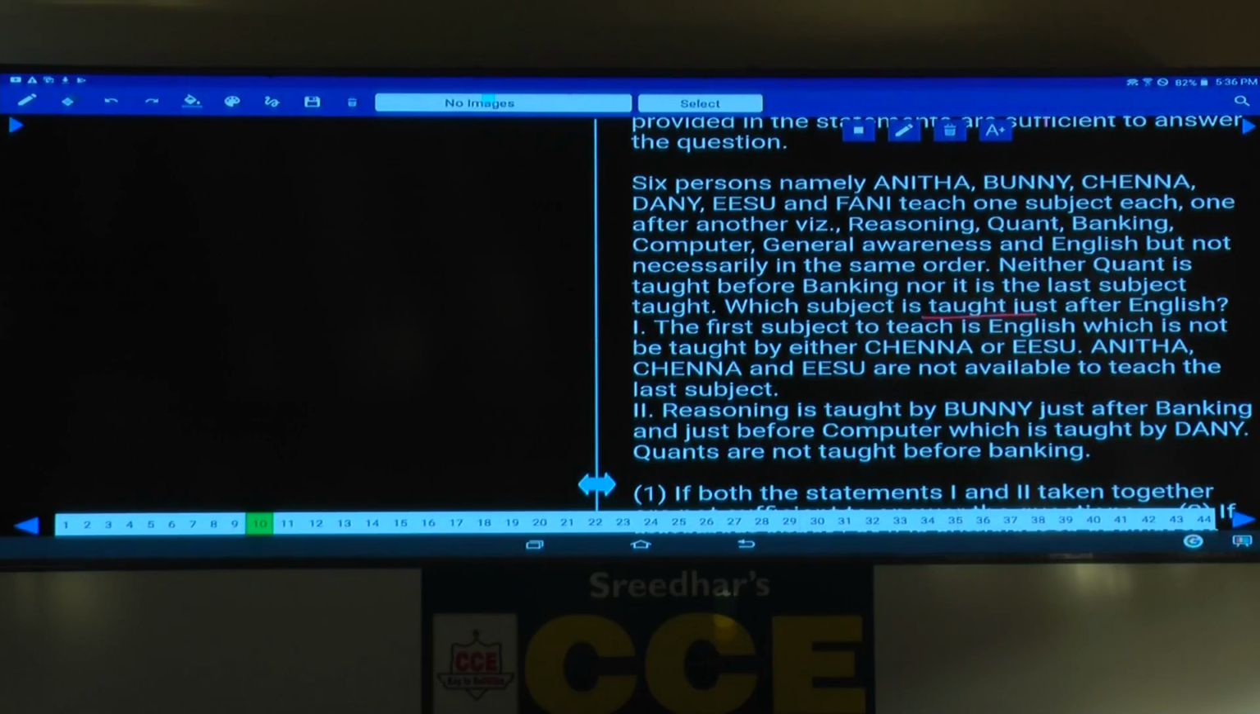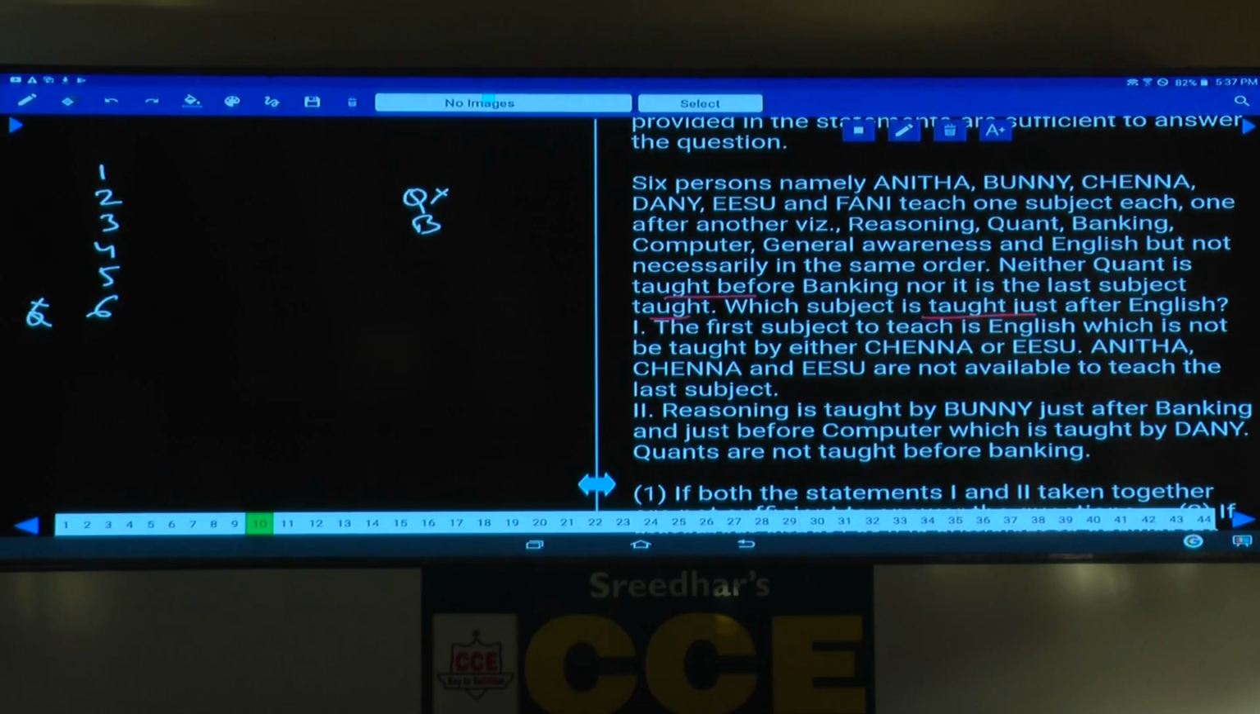Now if you take this one, positions 1, 2, 3, 4, 5, 6, and the persons are A, B, C, D, E, and F. Neither quant is taught before banking, nor is it the last subject taught. So quant cannot be at the last place, and quant cannot be taught before banking. And the question is, which subject is taught just after English? Now this is the general information for both the conditions.